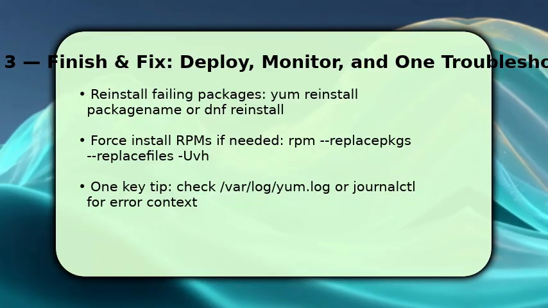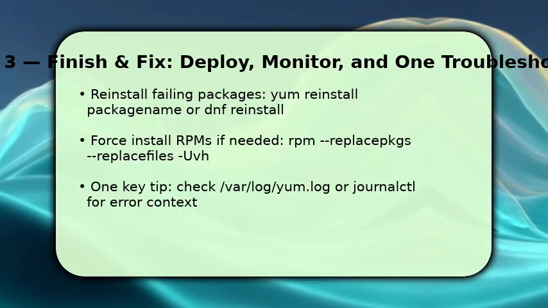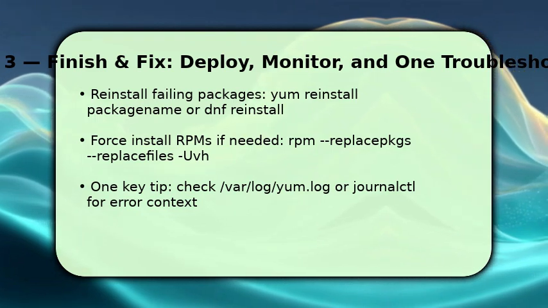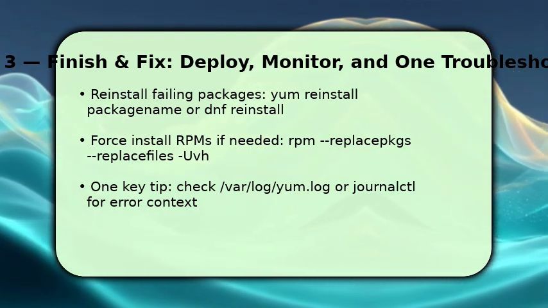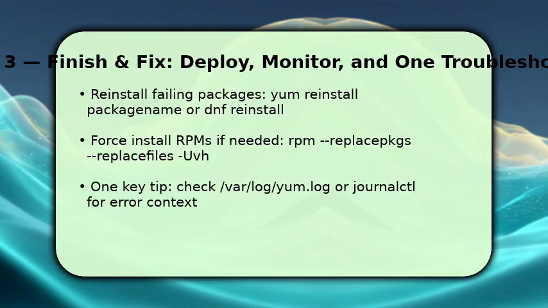Once complete, run a final rpm -Va and a yum clean all, followed by yum makecache to ensure consistency and cache health. If things go wrong, check /var/log/yum.log or journalctl for the precise error message. It points to the underlying cause.